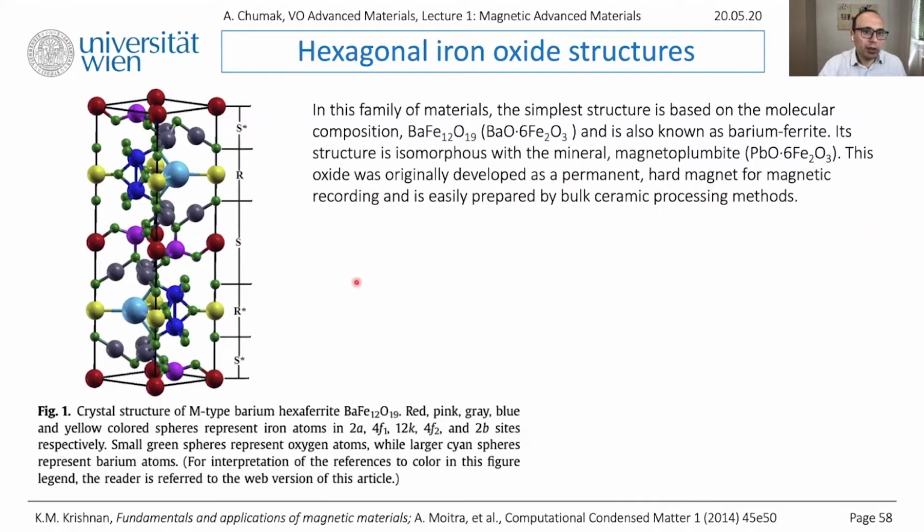Yeah, so if to speak about crystallographic structure, instead of showing a picture from Krishnan, I have found in this paper, Moitra et al., a color-coded figure where you can see that there are many different ions. And from them, let's start from here. Small green spheres represent oxygen atoms. These little bubbles here, this is oxygen. White, while larger cyan spheres represent barium.